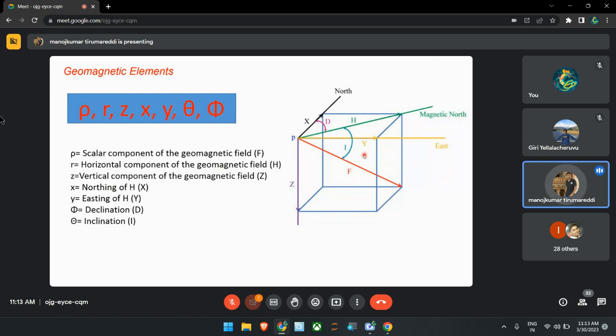Within a survey area, generally D and I do not vary that much, so measuring one component is sufficient. So this is what we measure in the field. We measure the scalar component of the geomagnetic field.